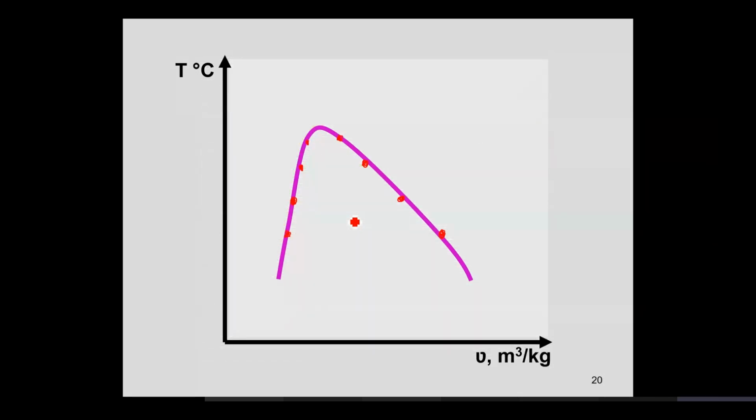I would have a line which is the saturated liquid line. This line would be my saturated liquid line. I would have a saturated vapor line. So this line would be my saturated vapor line. I would have a critical point over here. This would be my critical point.